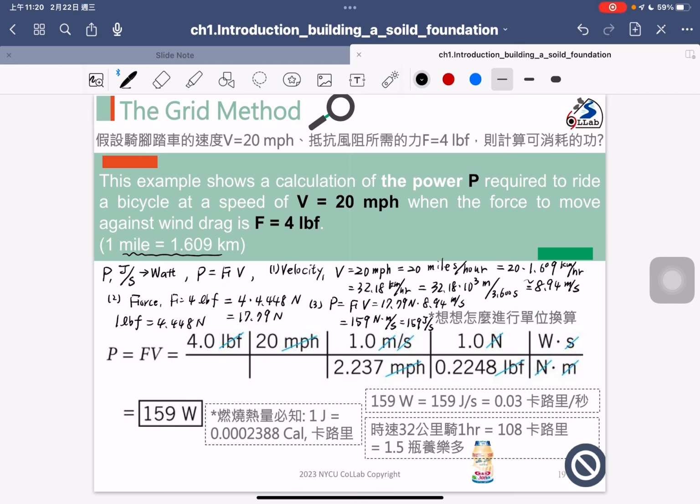Okay, some knowledge is quite simple because we know that 1 joule will equal 0.002388 calorie. And I try to do some exercise. If I ride the bike with a velocity of around 32 kilometers per hour, and I ride the bicycle for 1 hour, I will consume around 100 calories.